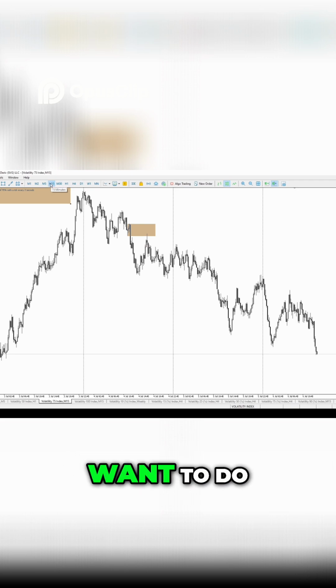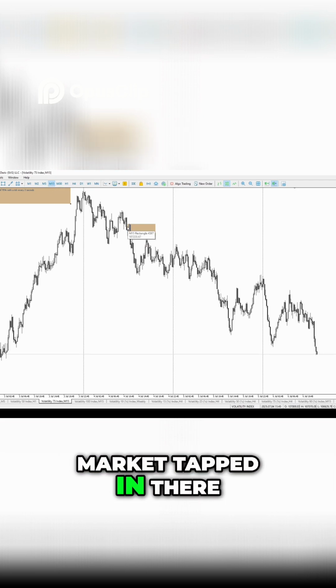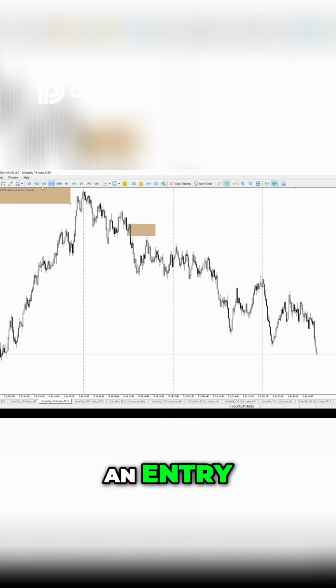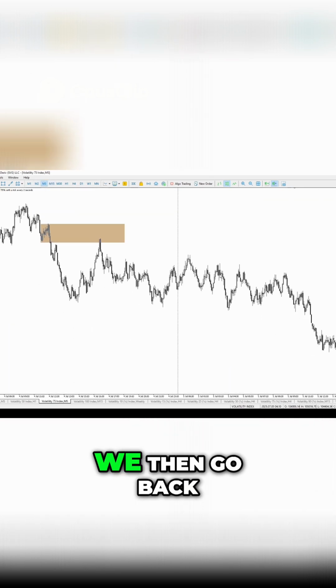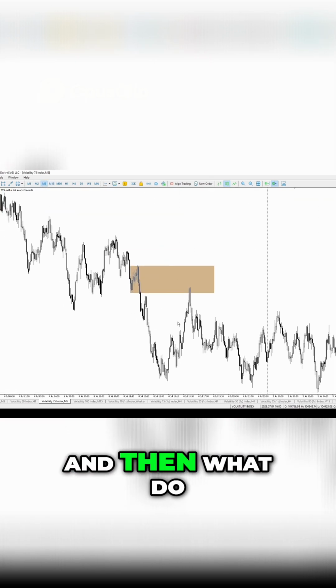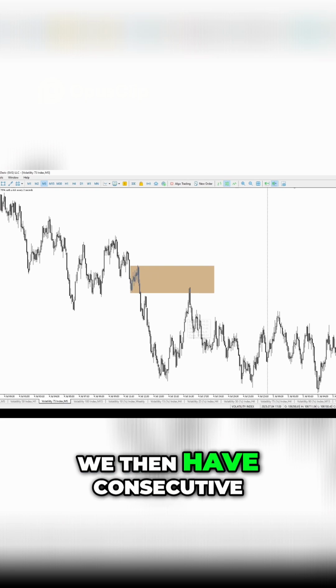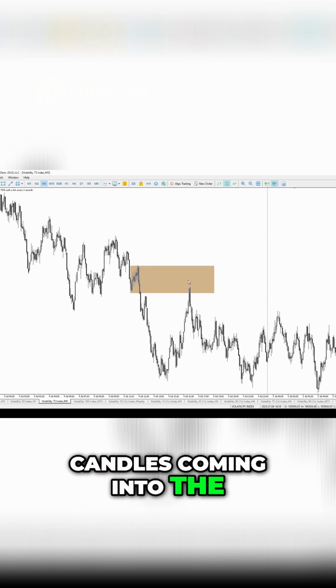Now, what do we want to do? Let's just say the market tapped in there. We're looking for an entry. We go to our M5. We then go back. And then what do you see? We then have consecutive candles coming into the zone.